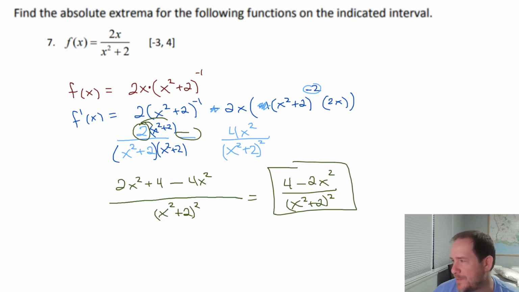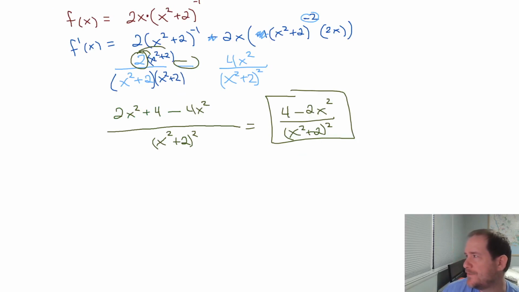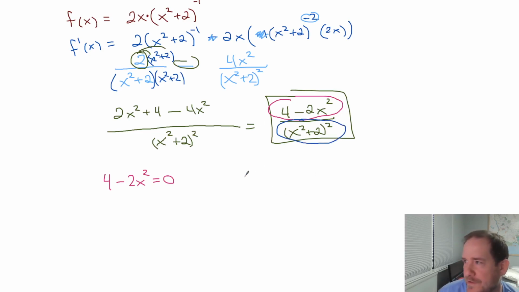And of course the next step is to find those critical values, and those critical values come from taking the numerator and setting it equal to 0. So 4 minus 2x squared. Anytime that equals 0, that'll be a critical value. And this denominator, anytime that equals 0, will be a critical value as well. So x squared plus 2 squared equals 0. So again, when the numerator is 0, that means the whole derivative is 0, which gives us critical values. When the denominator is 0, that means the derivative is undefined, or that it does not exist. Those are critical values too. This is why we split it up like this.